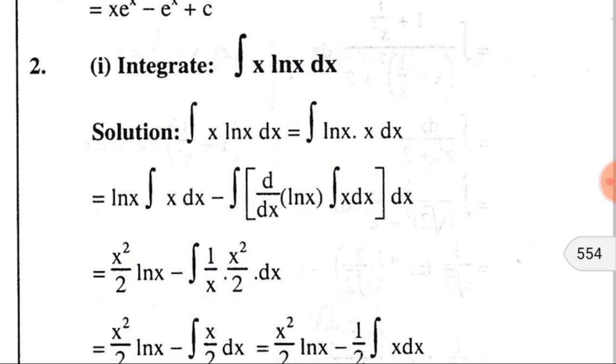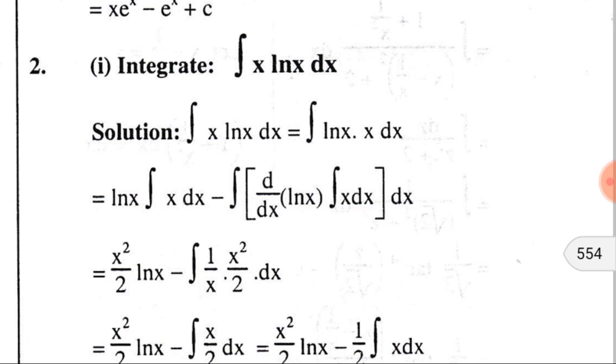So applying the formula, we get ln of x times integration of x dx, minus integration of the derivative of the first function ln of x times the integration of the second function x dx, dx. Then integrating, we get x squared by 2, and in place of ln of x I put ln of x, and inside the integration sign we get the derivative of ln of x, which is 1 by x, so we put here 1 by x, and integrating x dx gives x squared by 2.